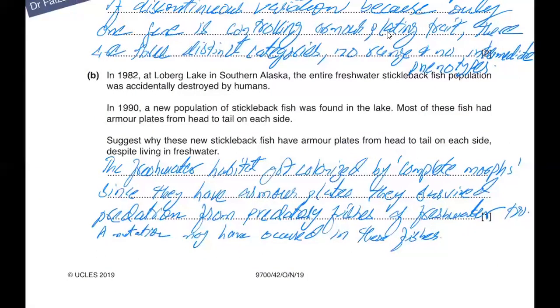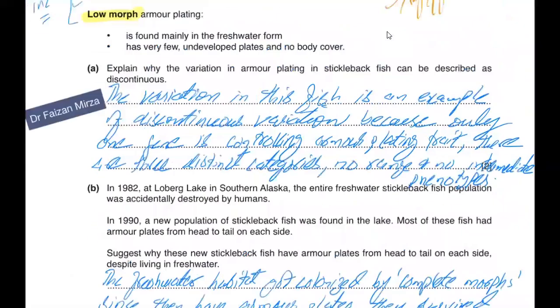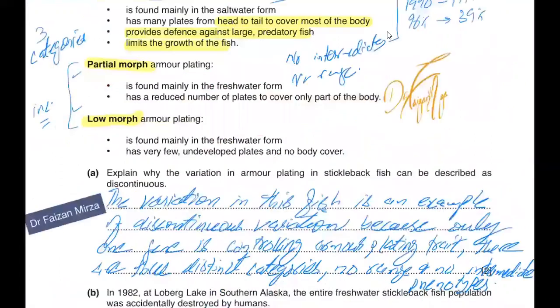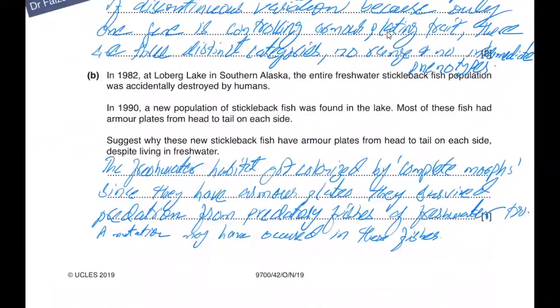In 1990, a new population of fish was found in the lake. Most of these fish had armor plates from head to tail on each side. So on each side means they are fully covered. That's why these new fish have armor plates from head to tail on each side despite being in fresh water. We already know that fresh water is supposed to have partial and low morph. This information is given to us, and saltwater ones are the ones which are complete morph. But this is kind of an evolution, since this was destroyed by humans, now the new population which is supposed to be in saltwater is actually coming into the freshwater.